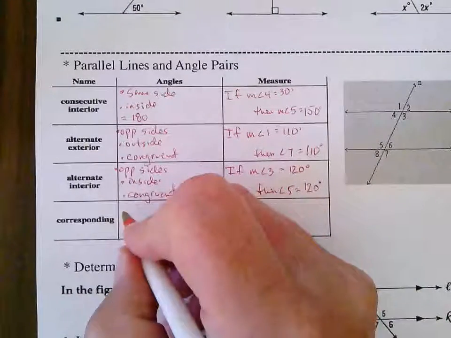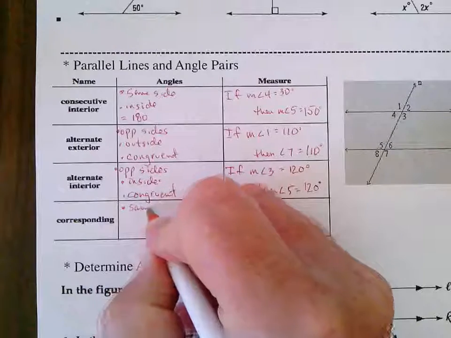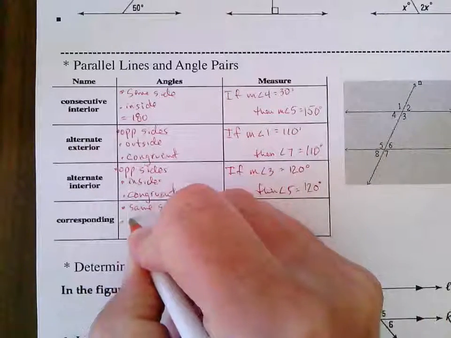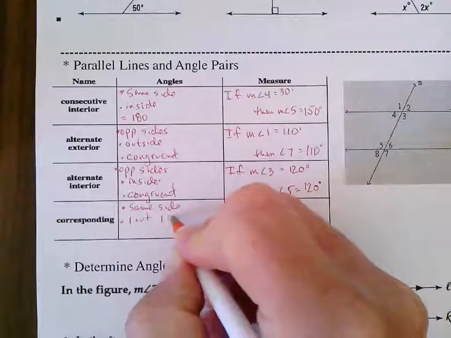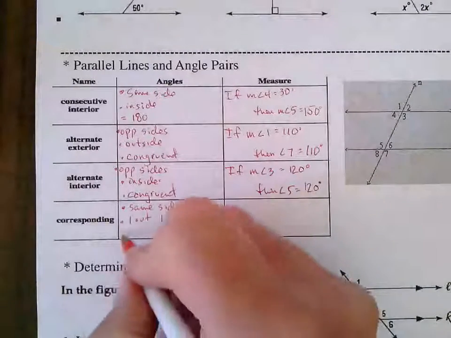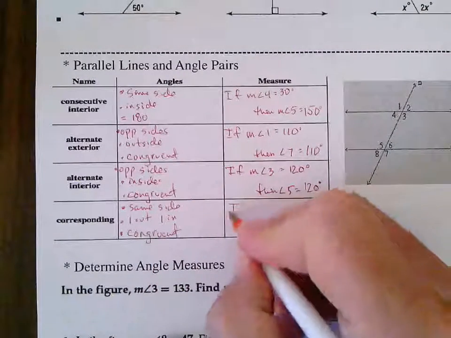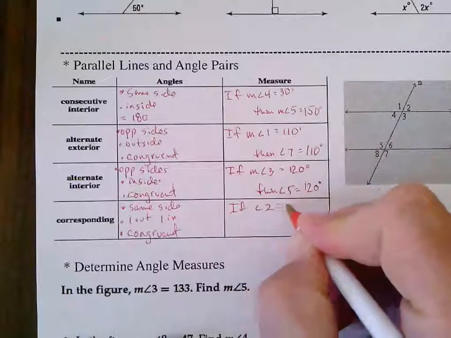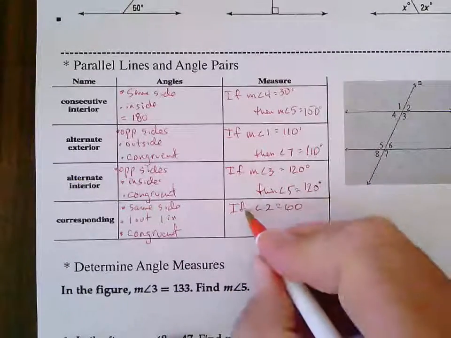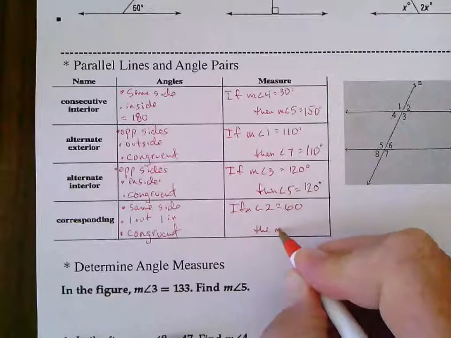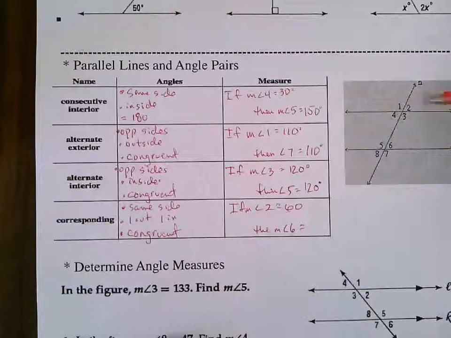The last one, corresponding, they are on the same side of the transversal. You got one out, one in. So one on the outside, one on the inside. And they are also congruent. So if angle 2 equals 60, then measure of angle 6 equals, okay, so here's 2. The corresponding angle to angle 2, this is on the outside, so one has to be on the inside, it has to be on the same side, so it'd be angle 6. And again, they would have to be the same measure, so that has to also be 60 degrees.